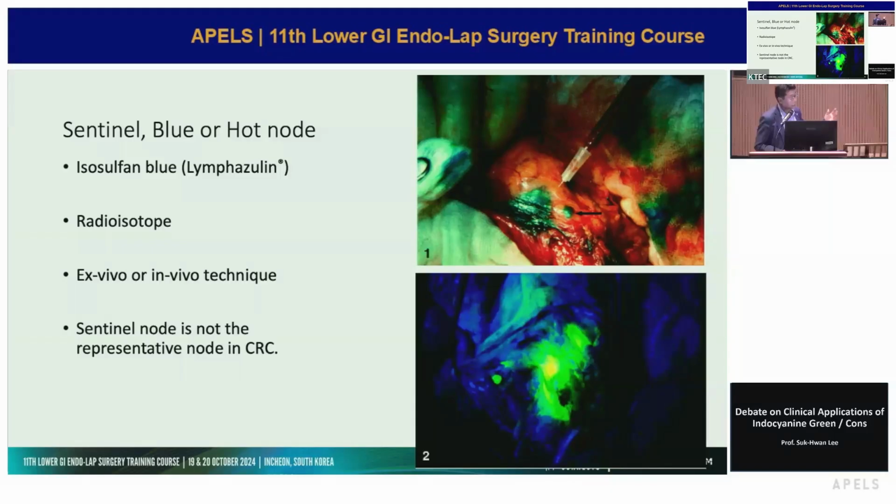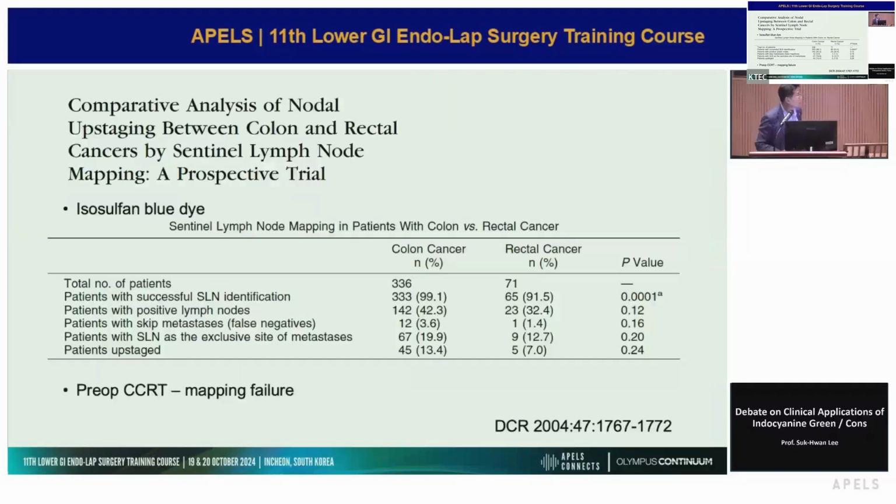And at first, it was an ex vivo technique for rectal cancer. Now, they moved the technique to an in vivo technique. And the route of entry of the isosulfan blue is subserosal or submucosal. It is quite the same with the ICG right now. So this is very old data, back to 2004.